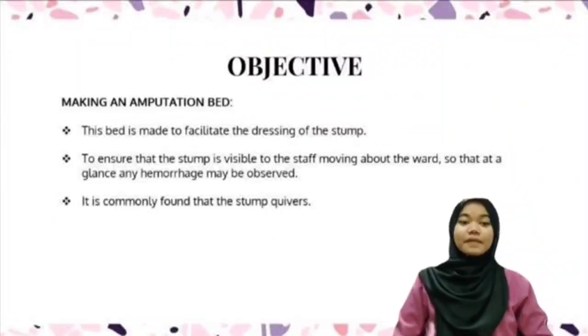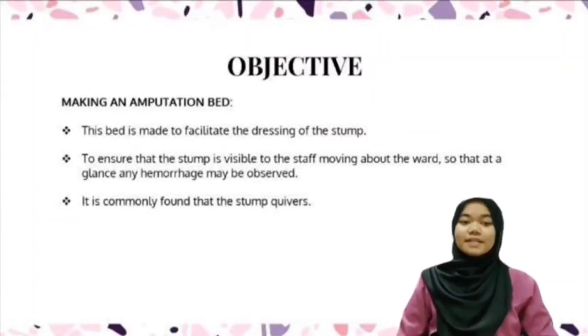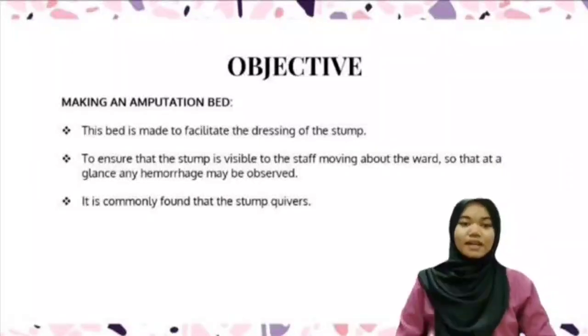Making an amputation bed. This bed is made to facilitate the wrapping of the stump. This bed ensures that the stump is visible to staff moving around the ward, so that at a glance any bleeding can be observed. An amputation bed is prepared for the patient with amputation of the leg to take the weight of the bedclothes off the side of the operation with the help of a cradle.